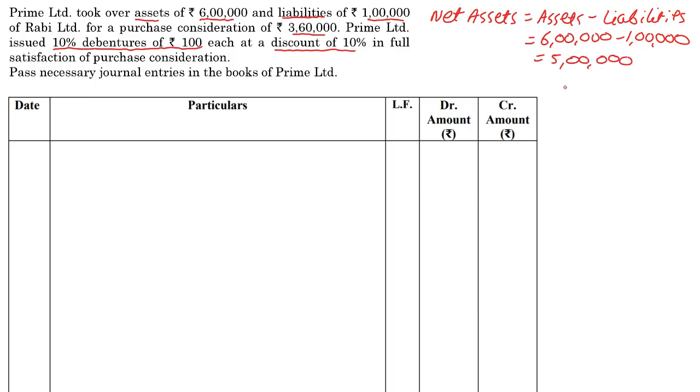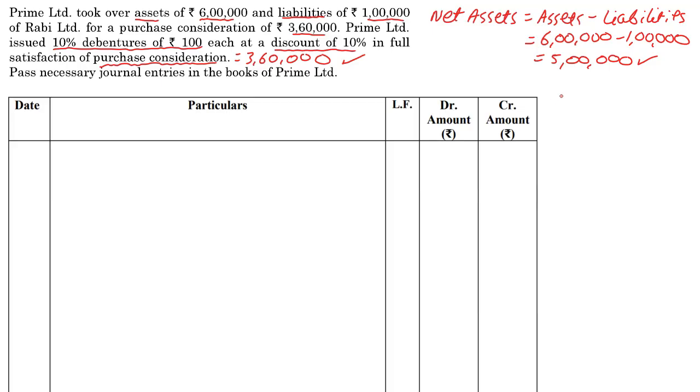Then we have to look at the purchase consideration. The purchase consideration that they've given us is 3 lakh 60,000. Now, the purchase consideration is 3 lakh 60,000. So the difference between the 5 lakhs, which is the net assets, and the purchase consideration, which the company is paying, is going to be your capital reserve.